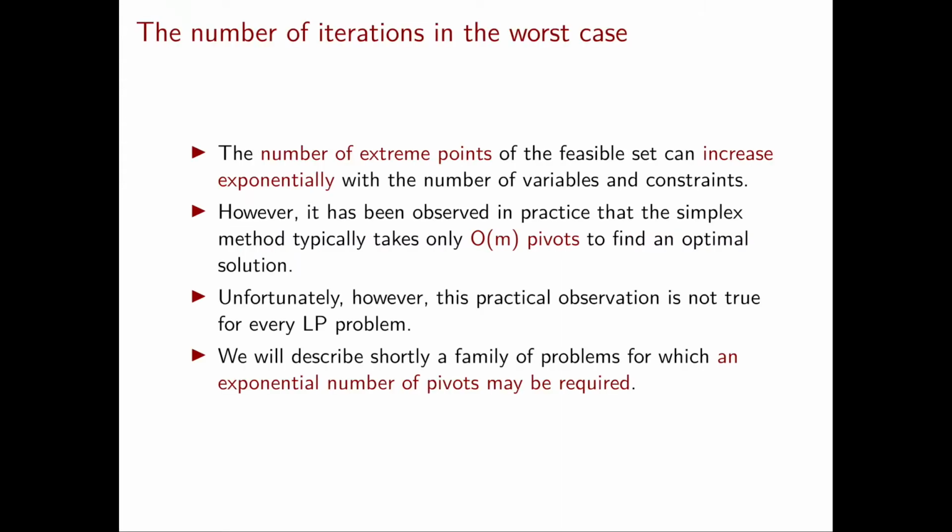As always, our focus will be on the worst case, so we will study the number of iterations in the worst case. Let's assume that our simplex method performs no degenerate pivot. Then a trivial upper bound on the number of iterations is given by the number of extreme points of our polyhedron defining the feasible region. However, the number of extreme points can increase exponentially with the number of variables and constraints.